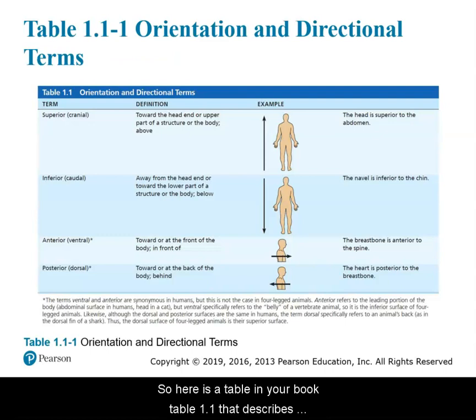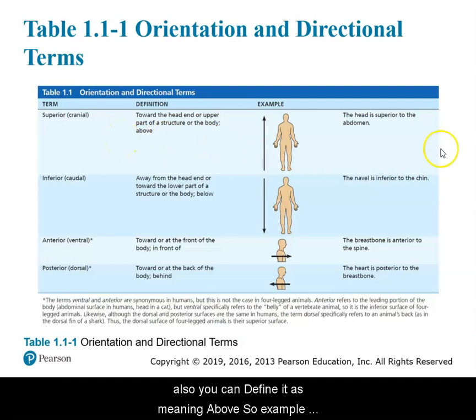Here is table 1.1 in your book, which describes orientation and directional terms. The first term is superior. Another term for superior is cranial, meaning towards the head. Another term we often use is cephalic, also meaning towards the head. Superior is defined as toward the head end or upper part of a structure of the body. You can also define it as meaning above.